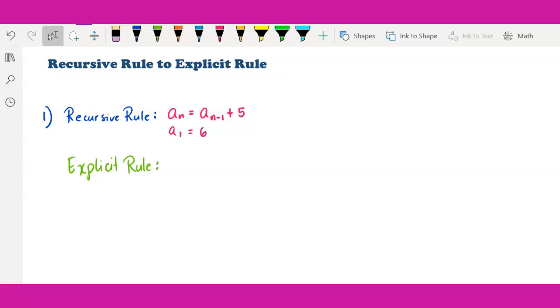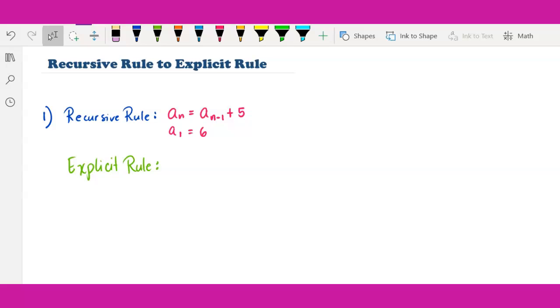Recursive rule to explicit rule. Well, how do you write an explicit rule if you're given the recursive rule? Now, remember that a recursive rule tells you how to go forward or backward if you know one of the terms in a sequence of numbers.